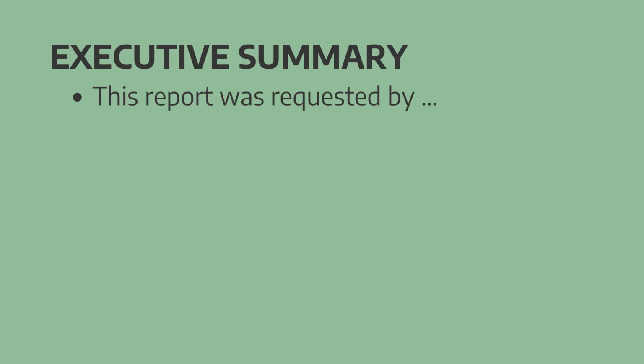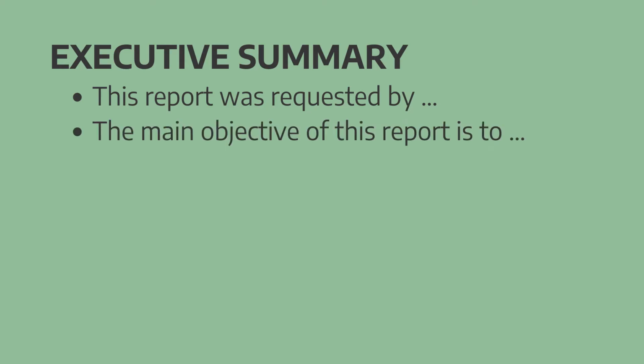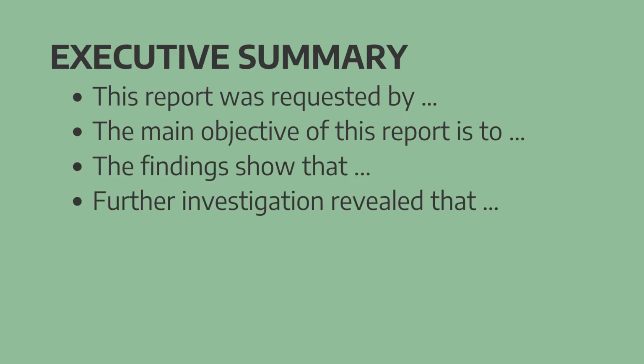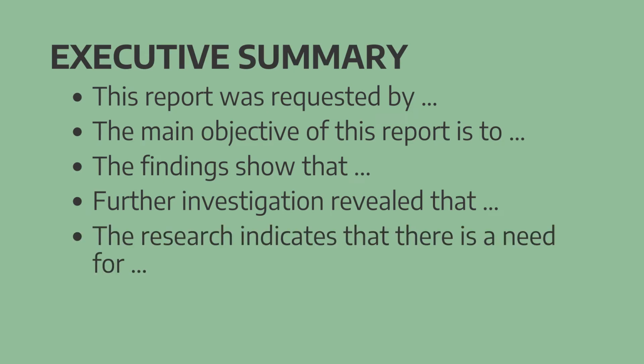Now let's move on and look at some useful vocabulary and phrases for the different sections. Let's start with some useful vocabulary for writing the executive summary. This report was requested by, and then you include the name of the person or the group who asked you to write the report. The main objective of this report is to. The findings show that. Further investigation revealed that. Reveal means to make something known. The research indicates that there is a need for. Indicate means show, so it's a more formal way to say show.